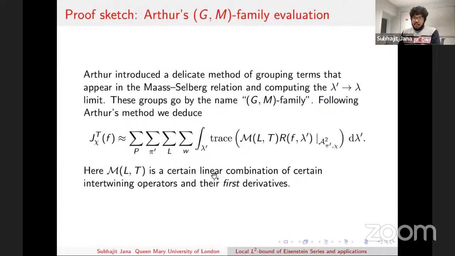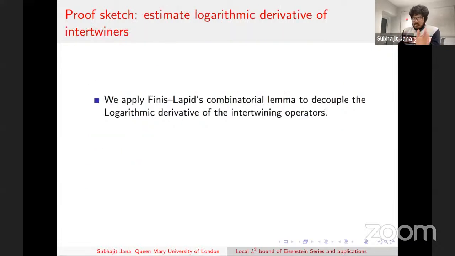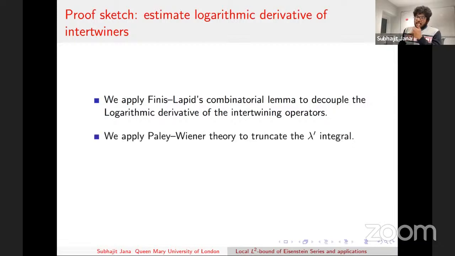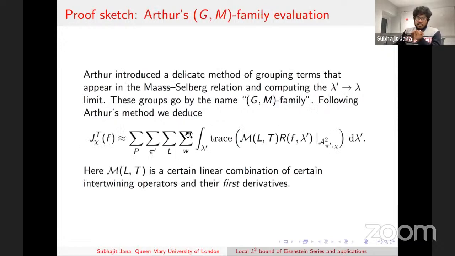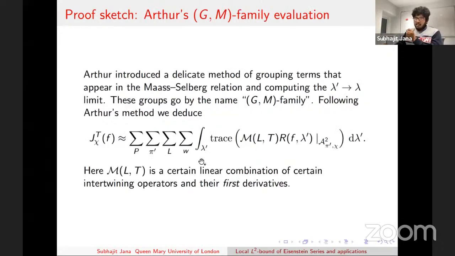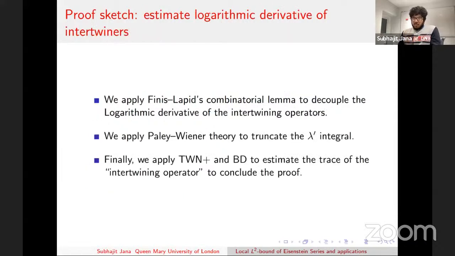So what is M_L(T)? M_L(T) is a certain linear combination of various intertwining operators, and very importantly, they are only first derivatives, not higher derivatives. And then what you do, I'm just giving the big steps here, is we use Finis-Lapid's combinatorial lemma to understand this M_L(T), how it decomposes into easier to understand intertwining operators and derivatives. That's the main point of the combinatorial lemma. Then we apply the Paley-Wiener theory to bound this lambda integral, or to truncate the lambda integral. And then we finally use these two properties TWN plus and BD, which were supposed to control the growth of the intertwining operator and their derivatives. That goes into the proof when you understand this trace and the various sums that occur here. And that is basically the total proof, or the major steps of it.